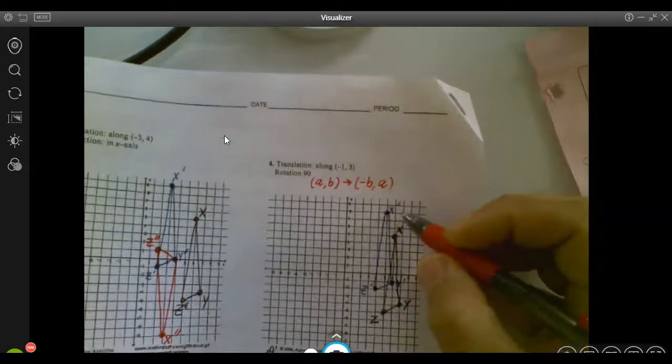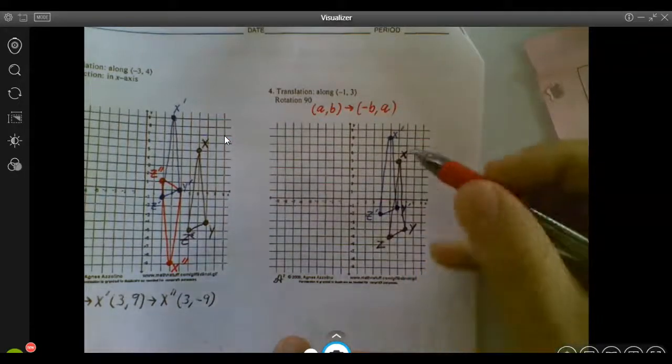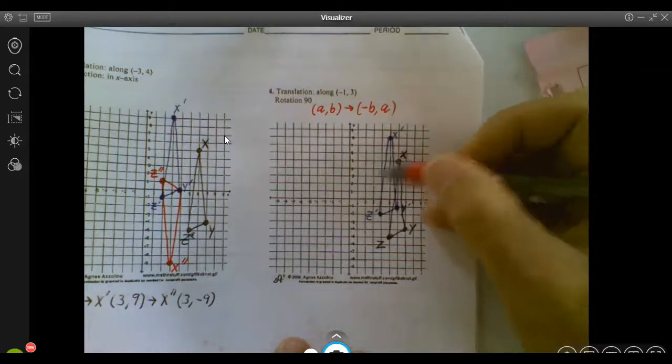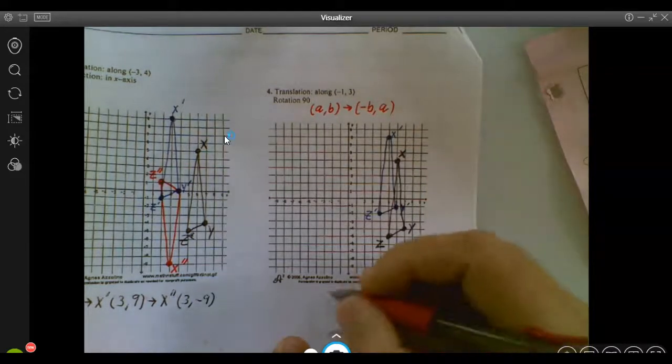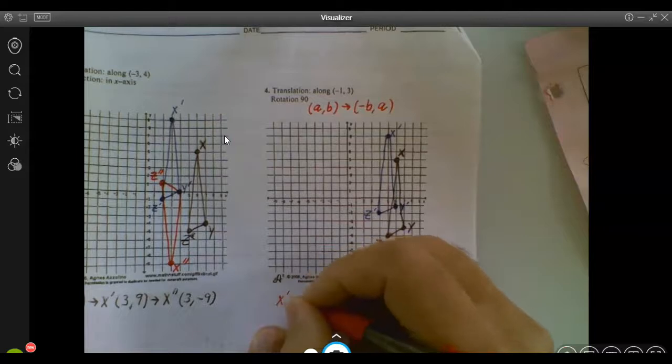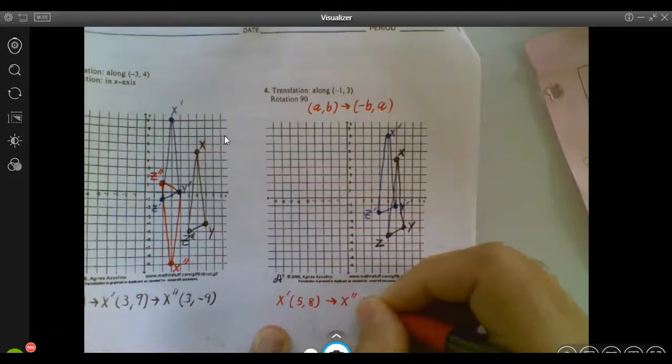So again, I'm going to look at a point like X prime. That's where I'm at now. And I'm going to identify his coordinates. So right now he is at 5, 8. So if X prime is at 5, 8, where is X double prime going to be?